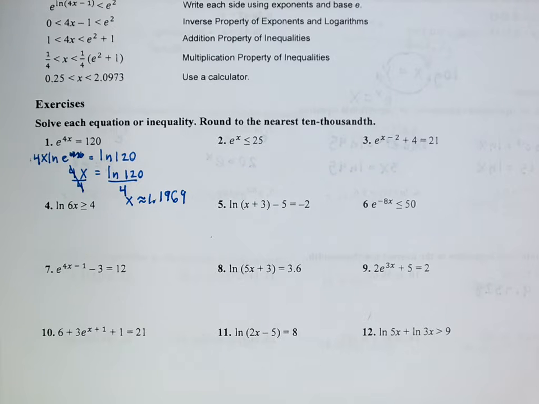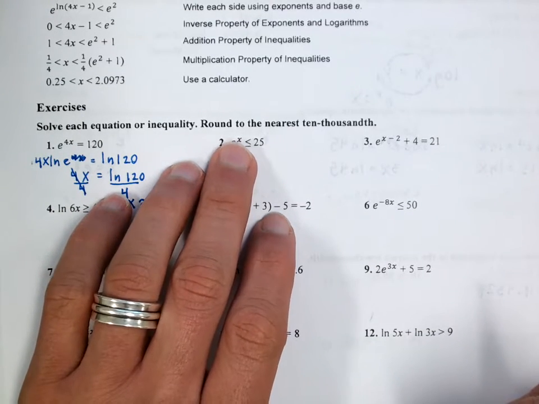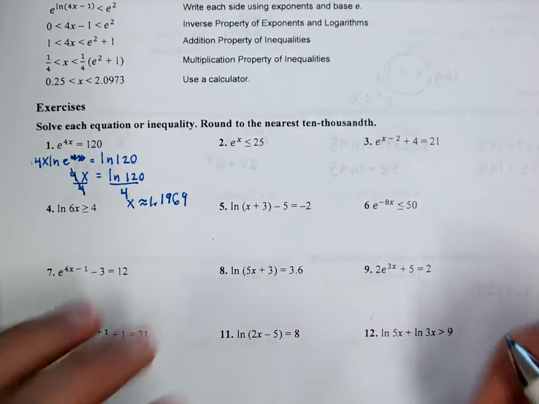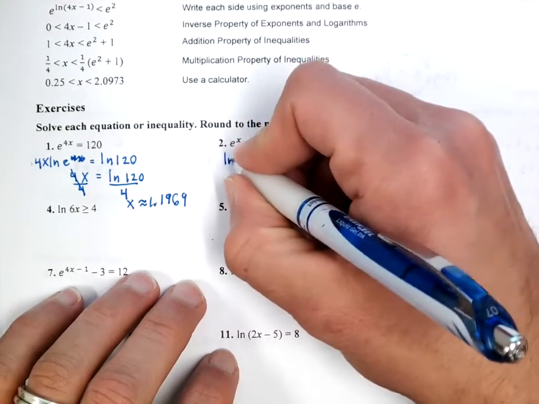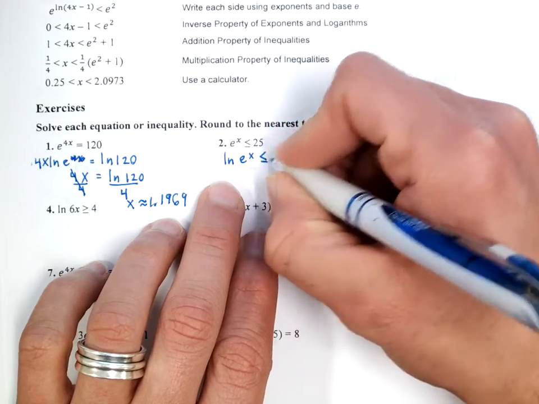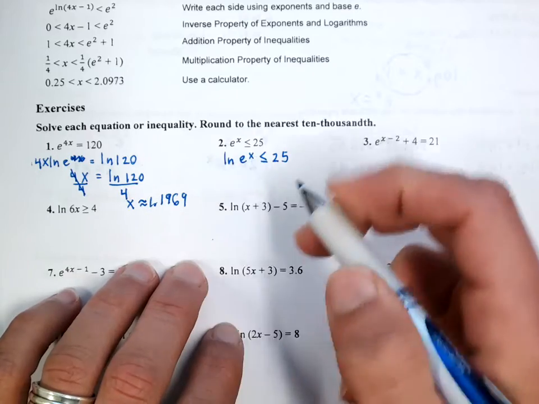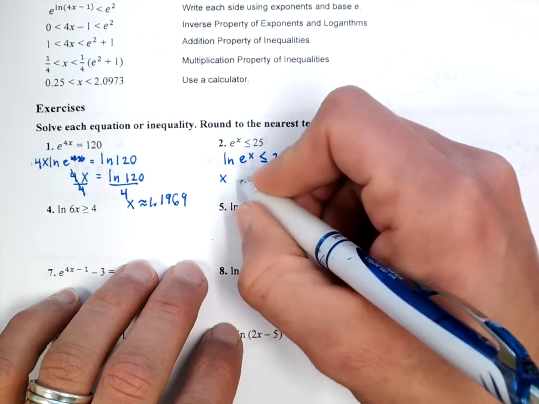Now let's go on to number 2. Number 2 is quite a bit easier. Again, I have an e to the x. To get to that power, I'm going to use the natural log. So we have the natural log of e to the x is less than or equal to 25. Now remember that the x over here can be moved in front of the natural log. So this would be x.